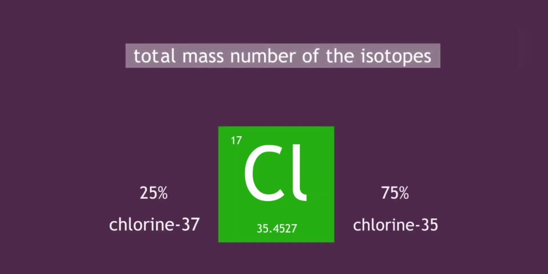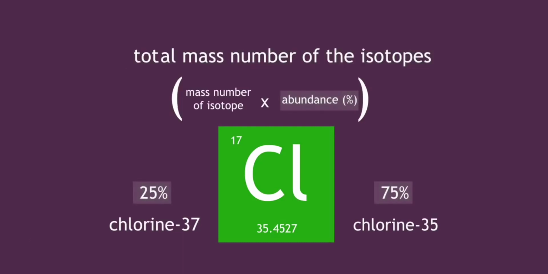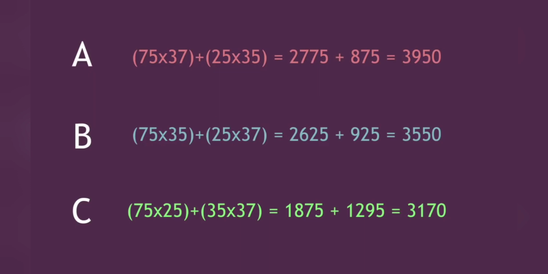Using this data, can you calculate the total mass of chlorine isotopes using their abundance and mass numbers? Pause, think, choose, and continue when you're ready.